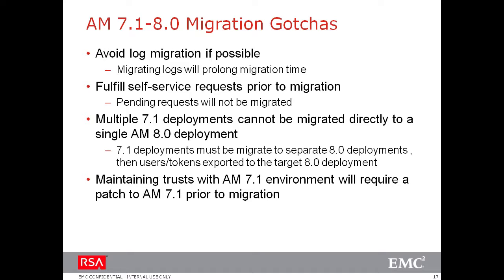As I said, multiple AM 7.1 deployments can't be migrated directly to a single AM 8 deployment. If you do have multiple AM 7.1 deployments for a particular customer that need to be migrated into a single deployment, you should migrate each of those 7.1 deployments to Auth Manager 8, and then use the user token import-export functionality in Auth Manager 8 to consolidate deployments on the 8.0 side.